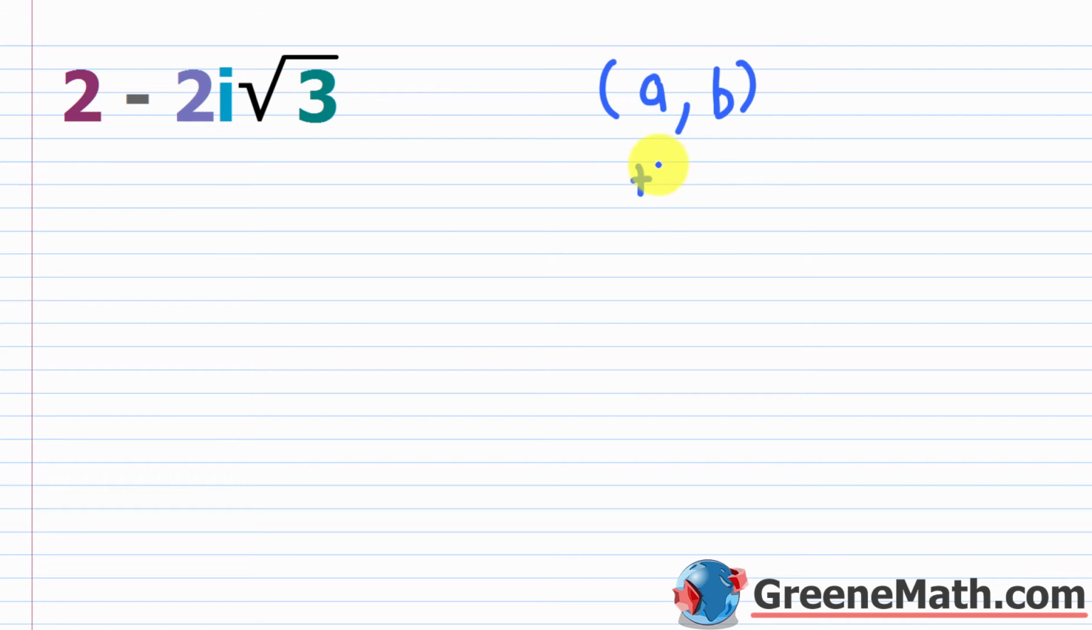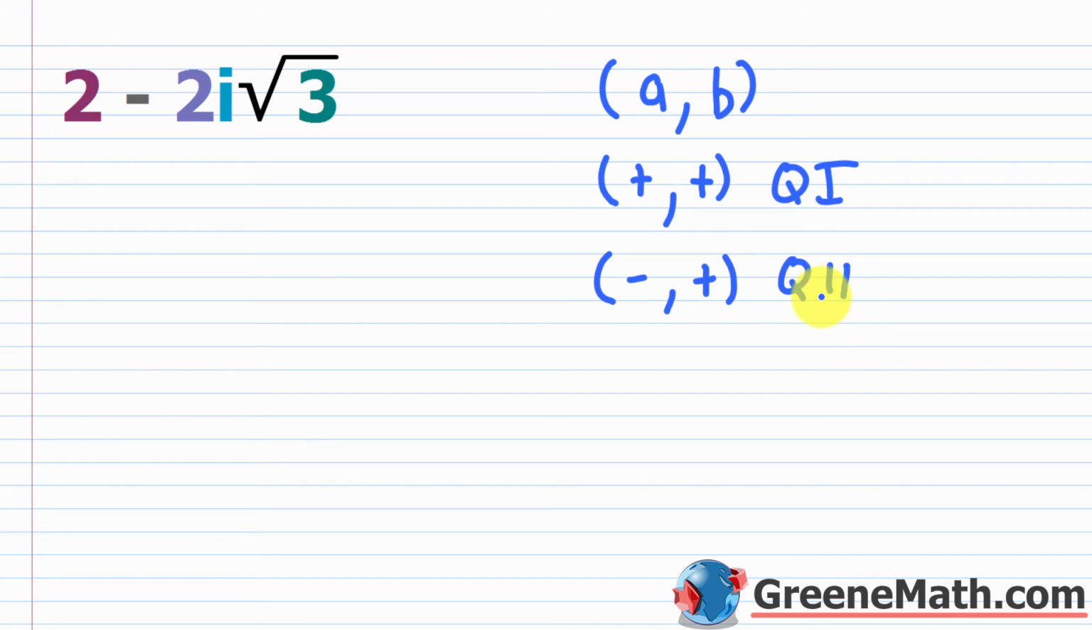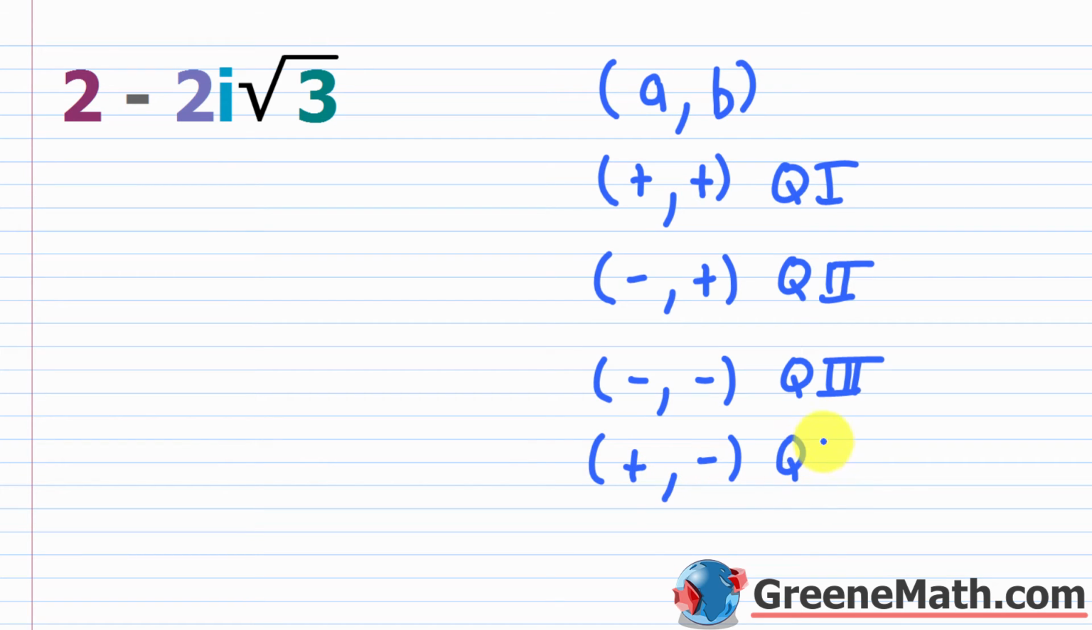So if this is positive and this is positive, then you're in quadrant 1. Okay, if this is negative and this is positive, I'm going left and then up, so I'm in quadrant 2. Okay, if they're both negative, I'm in quadrant 3, right? I'm going left and then down. And then lastly, if this is positive and this is negative, well, I'm going to be in quadrant 4, right? Because I'm going to the right and I'm going down.